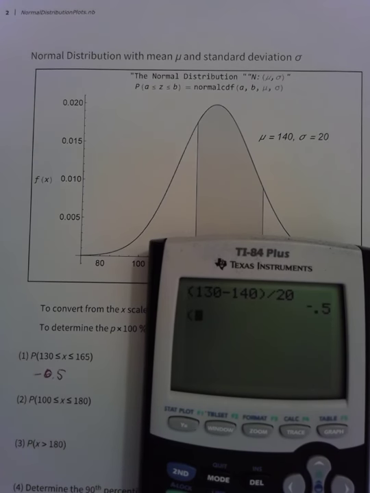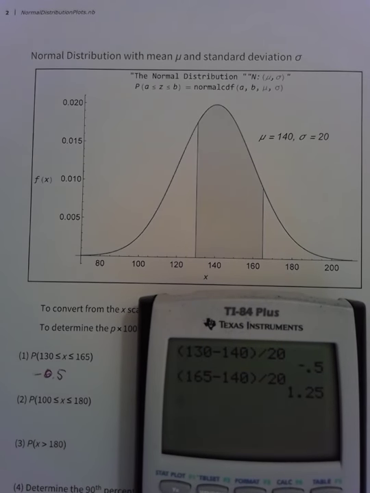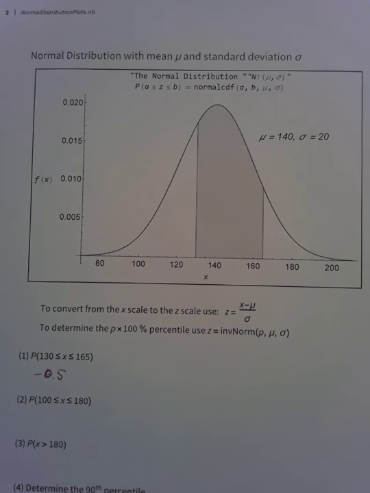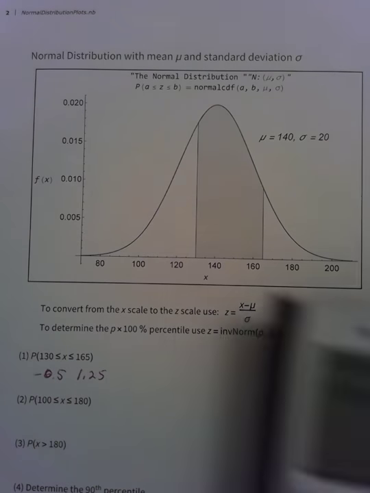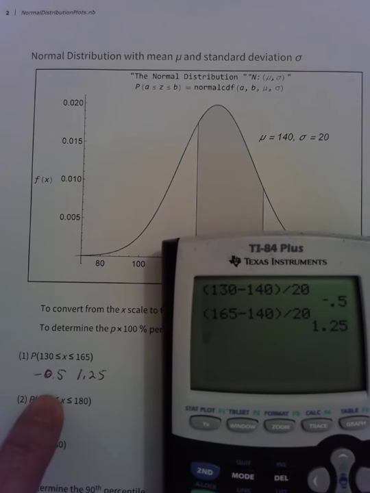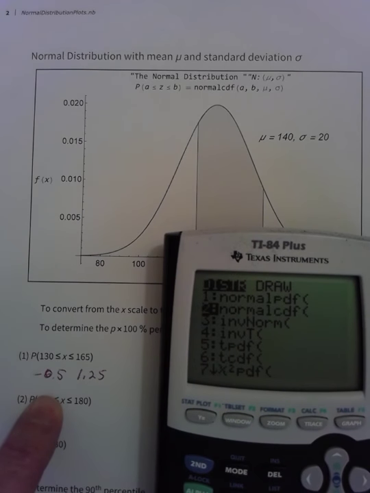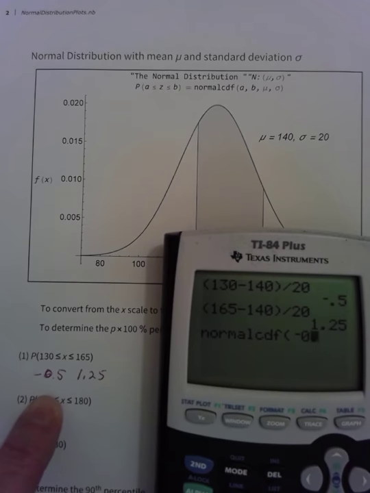So I take parentheses 165 minus the mean 140 and divide by the standard deviation. And that says 165 lies 1.25 standard deviations above the mean. So now I can solve this problem using the technique on the previous page. Second distribution, normal CDF, from negative 0.5 up to 1.25.